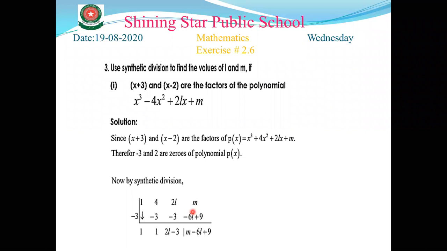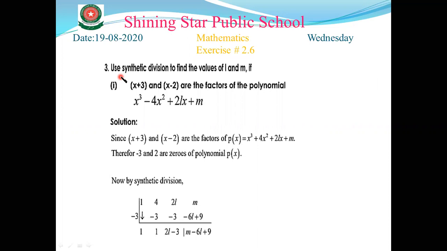Now let's start question number 3. In question number 3, again we use synthetic division to find the values of L and M if x plus 3 and x minus 2 are the factors of the polynomial. It means x plus 3 and x minus 2, both are factors of this single polynomial, so find L and M.